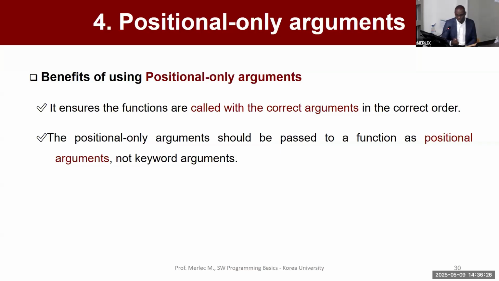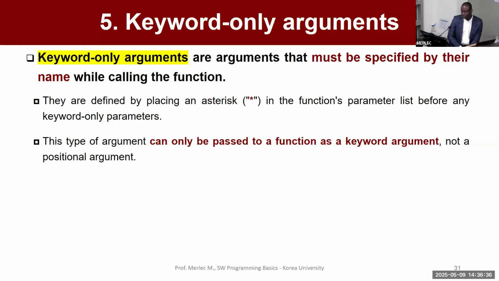Just respect the order, otherwise it will not run the correct logic you are intending to implement. The fifth is the keyword only arguments. In this case, we have arguments that must be specified by the name, and then when we call the function, we will use the variable argument that will be sent, but they have been defined by placing this asterisk, the star in the function parameter before, to specify that it's a list of keyword only parameters.